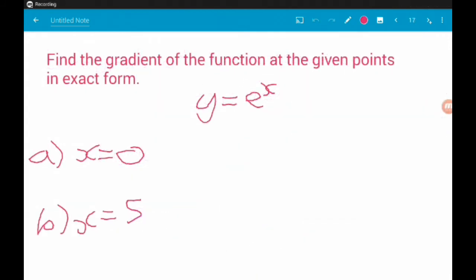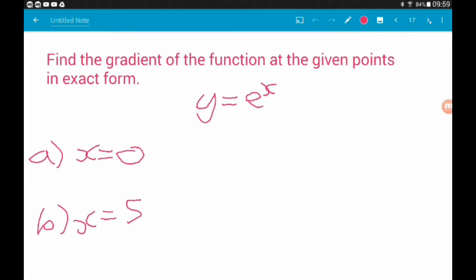Okay, so using the information we've just seen, we're going to find the gradient of whatever function we are given at the points that we're interested in, so the x values or the x coordinates, and we're going to give our answer in exact form. Now that just means to leave things in terms of e unless they work out nicely.